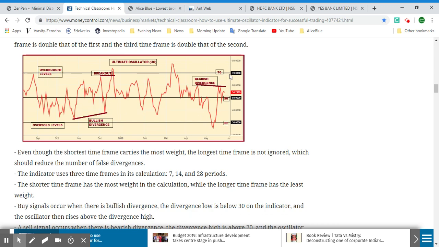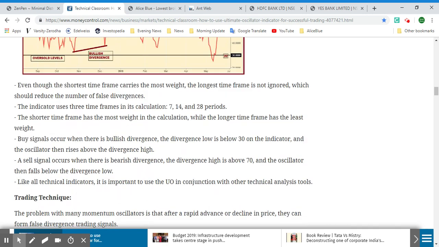Here are the overbought levels and the oversold levels. And when it crosses the 50 line up here and it's close to the oversold levels, it's the bullish divergence. When it crosses above, here we have the breakout, and then on this side here we have the bullish divergence because it has gone up below the 30 level, then come back towards the 70 level. It's close to the 60 mark here. So here is the bearish divergence.